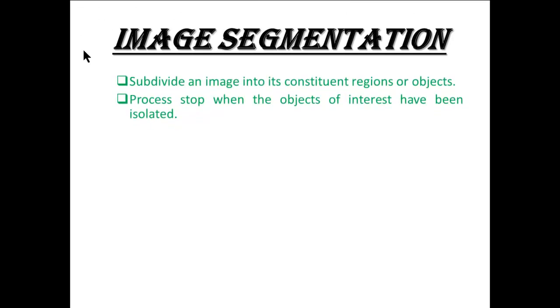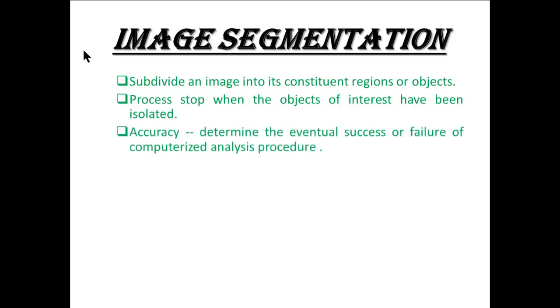Image segmentation subdivides an image into its constituent regions or objects. The process is stopped when the objects of interest have been isolated. Accuracy determines the eventual success or failure of the computerized analysis procedure.